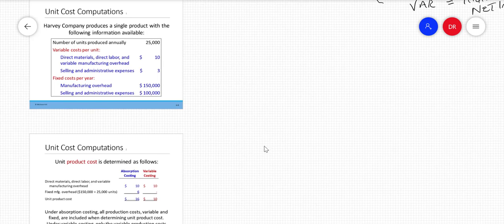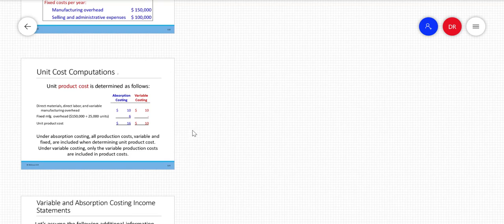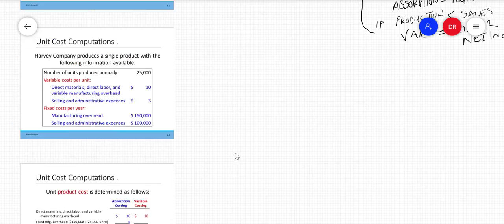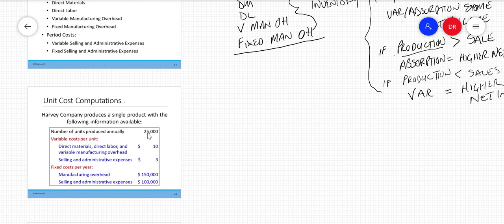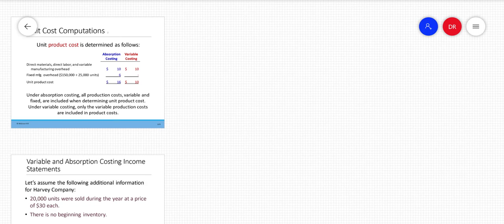Okay. Now, what we want to do is under the absorption method, and they don't show this here. Well, yes, they do. They're right here. So they're producing 25,000 units, okay? So when we go down to calculate the unit cost for product, we're going to take the $10 as a base for both, all right?